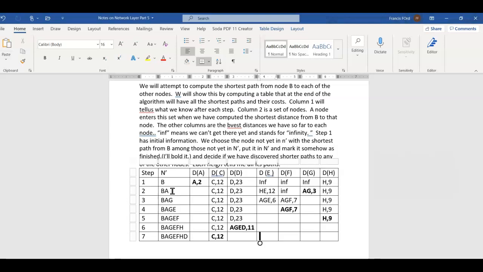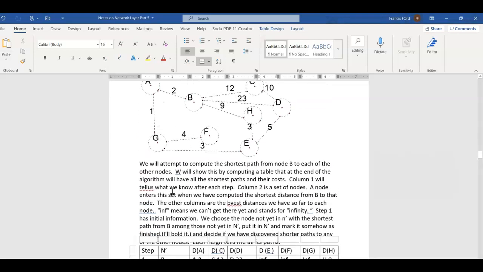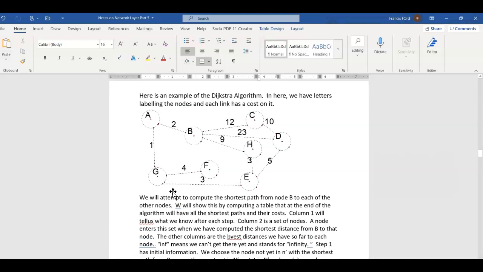Now, does A tell me anything I don't know already? I guess that's what I'm asking. Well, B has told me that it knows how to get to H and C and D. But H told B how to get to E. And D also told B how to get to E. So I know more information. And G told me how to get to F.